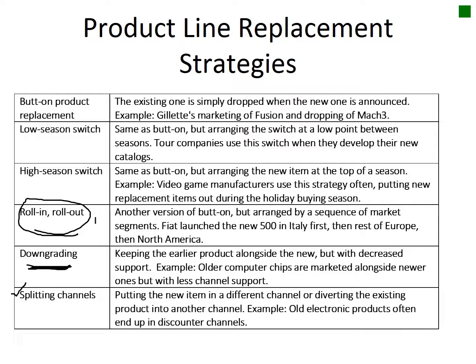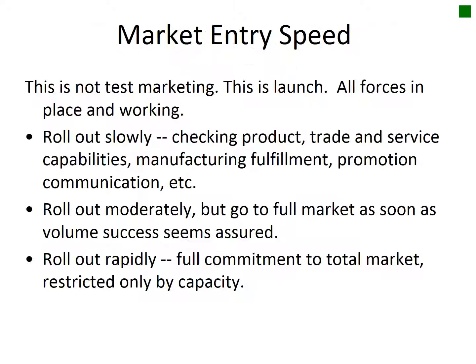One of these, this roll in, roll out one, we can talk about just a little bit more. When we roll the product out, we can choose to roll it out slowly. So the slow roll in, slow roll out type of concept is where we bring the product to market only to a select group of consumers. And what's good about this is we can test how our marketing program is working.